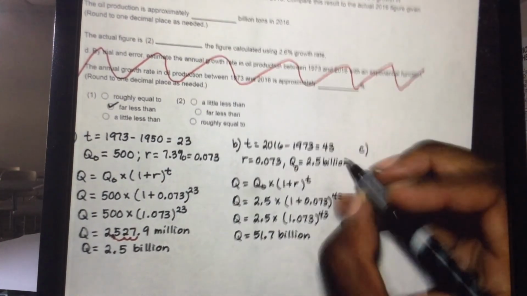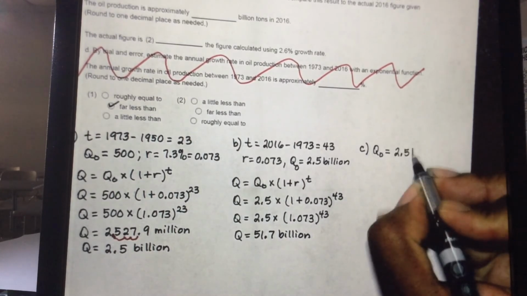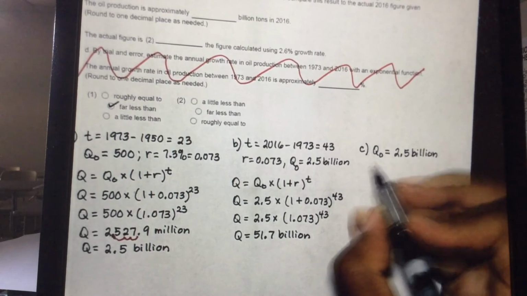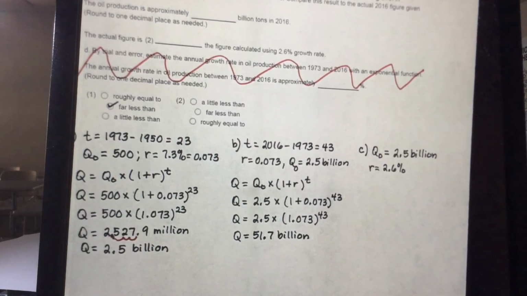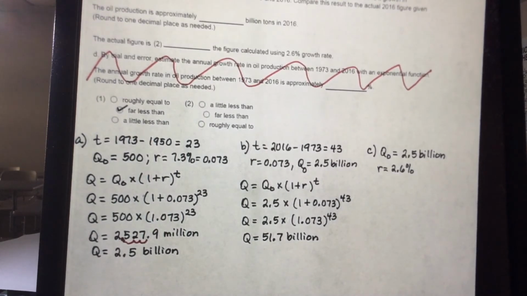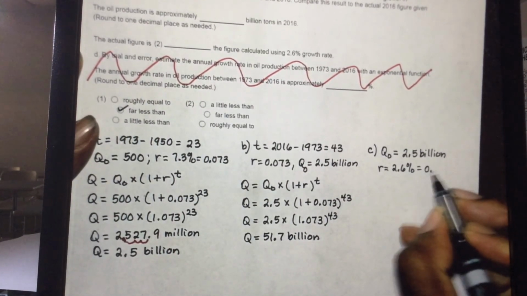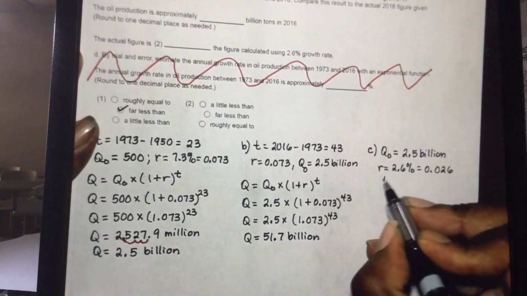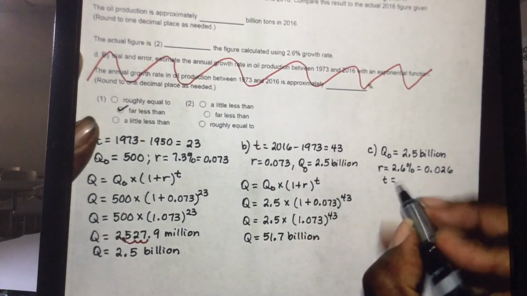In this case here, your Q sub 0, that's going to be that 2.5 billion that we came up with in part A. Your R is 2.6% this time. Okay? Because in that problem here, if the growth in production had proceeded at the rate of 2.6 between 73 and 2016, so 2.6% as a decimal will be 0.026. Your T is still going to be from 2016 all the way down to 1973. That difference is still 43.